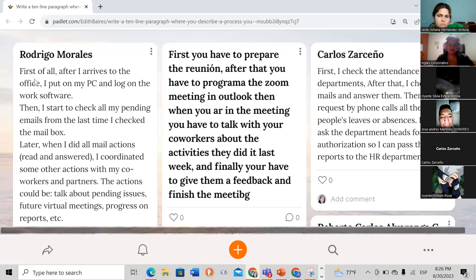Okay, let me see. Rodrigo says: first of all, after I arrive to the office, I turn on my PC and log in to the work software. Then I start to check all my pending emails from the last time. I checked the mailbox. Later, when I finished all my mail actions, read and answered, I coordinated some other actions with my coworkers and partners. The actions could be talking about pending issues, future virtual meetings, progress on reports, and so on. Okay, very good.